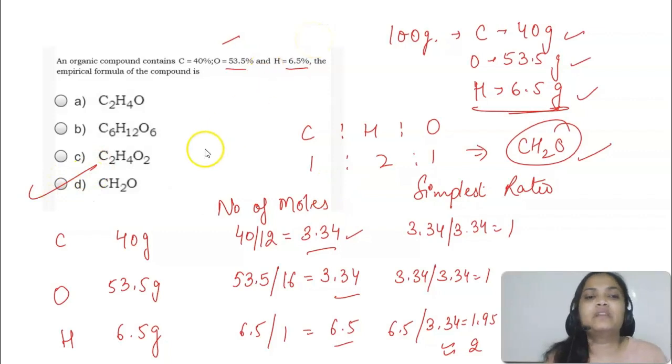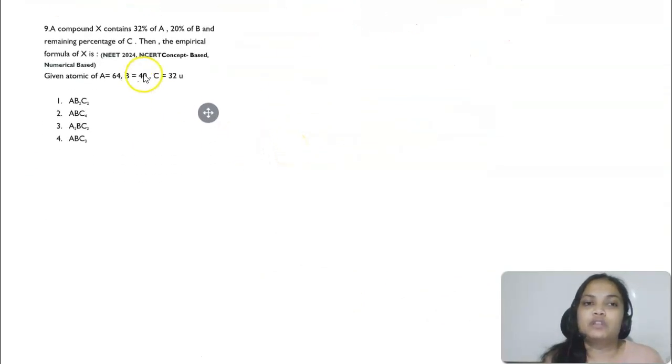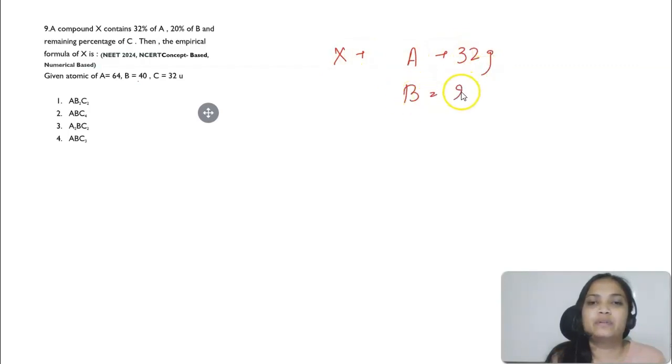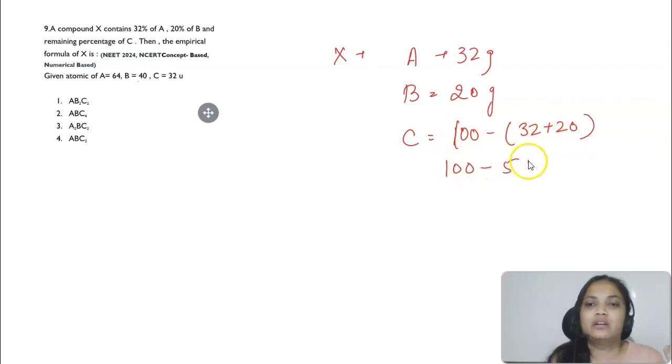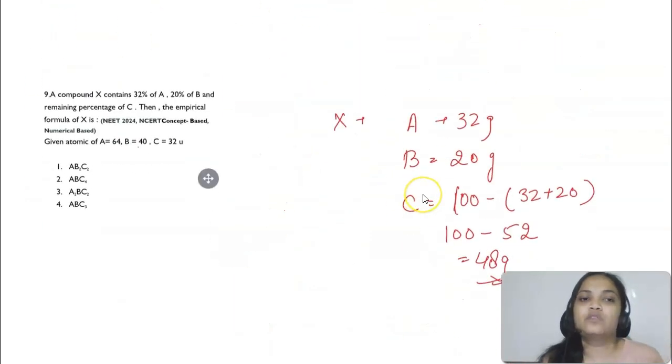Now students, for empirical formula, many questions have been asked in the previous years also. Recently in NEET 2024, let me show you, this question was asked. A compound X contains 32% of A, means A is 32 grams, B is 20%, means 20 grams, and remaining is C. So for C you have to subtract it from 100, no? 32 plus 20, so 100 minus 52, which is 48 grams. So this kind of question can also be asked. In the question that I gave you, all the three percentages were given. Now here one was not given.